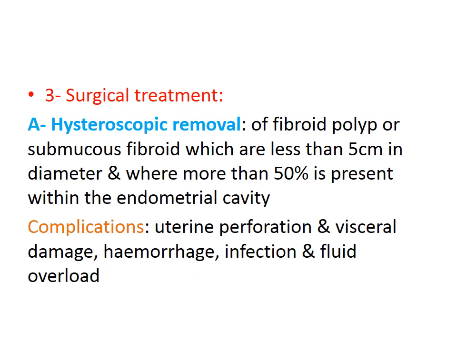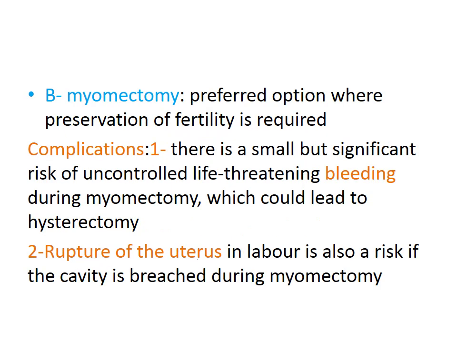The third line of treatment is surgical intervention, starting from hysteroscopic removal of the fibroid. This is suited for the pedunculated fibroid polyp, as well as for a submucosal one, which is less than 5 cm in diameter and where more than 50% is present within the endometrial cavity. Its complications are uterine perforation, visceral damage, especially damage to the ureters, hemorrhage, infection, and fluid overload.